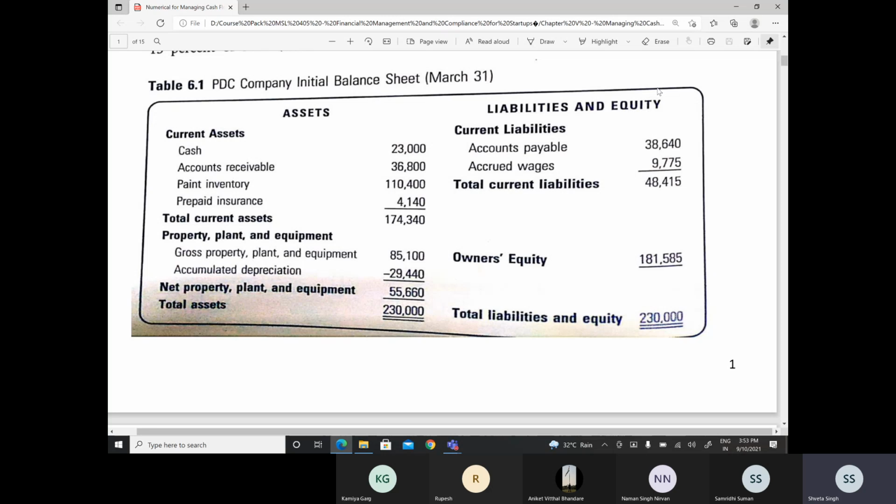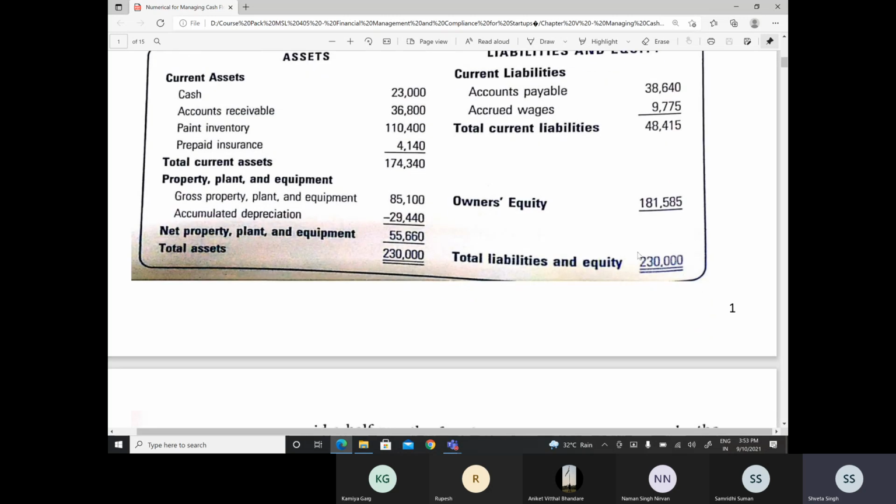Then on the liabilities and equity side, they have accounts payable of 38,640 and they have accrued wages of 9,775, giving them a total current liability of 48,415 and owner's equity of $181,585. Again, everything adding up to a total of $230,000.